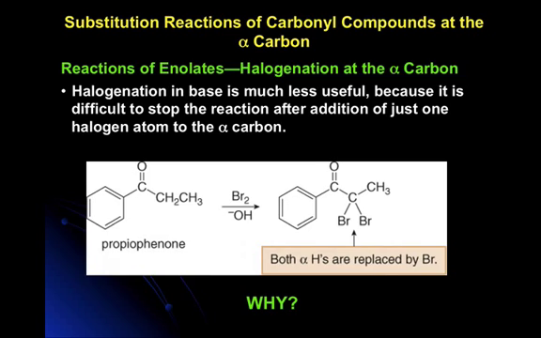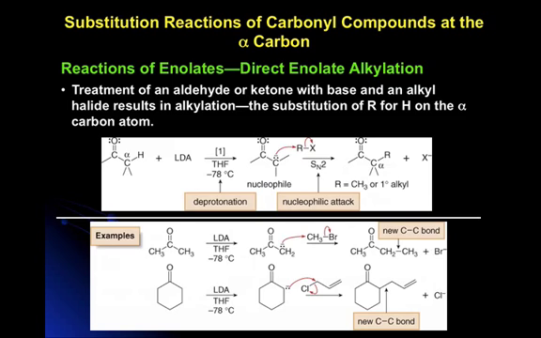If you want to put all halogens on the alpha carbon, replace all the hydrogens with halogens, you need to use basic conditions. Okay? And that's always because the products are more reactive than the starting materials. Okay? Now, this has consequences in what's known as the iodoform reaction.